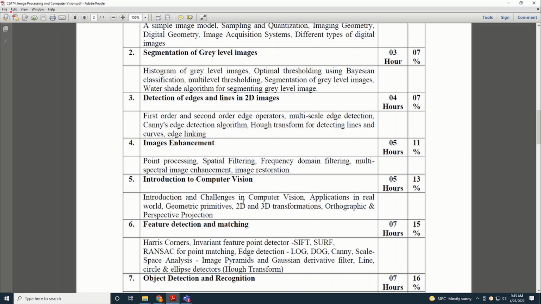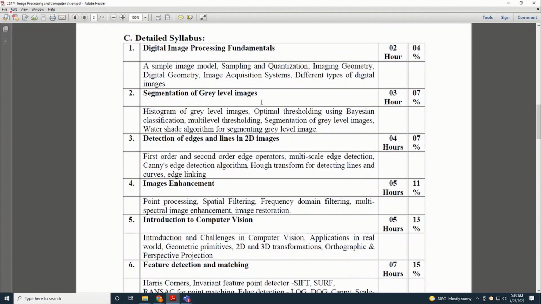Along with the theory component, you will be implementing the practical sessions as well. In these practical sessions, we'll keep practicals based on each concept, and the concept will be implemented through one of the application models. For example, for segmentation of gray level images, we will provide you, or you can come up with, data sets of gray level images, and on the different data sets you need to perform different segmentation techniques. That is the practical we are targeting.